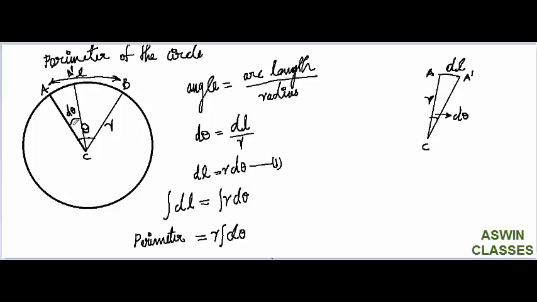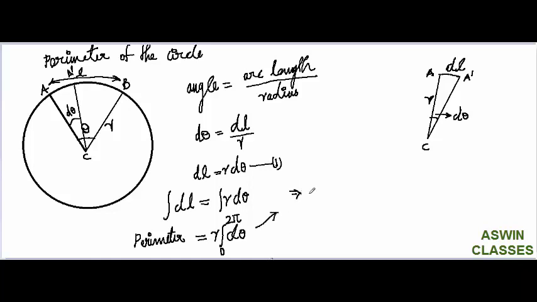See, d theta is the angle swept by this radius vector, and its minimum angle will be 0, and the maximum angle is one complete rotation. For one complete rotation, it will make an angle of 2 pi radians. So here you have to put 2 pi. Now you have to integrate this term.